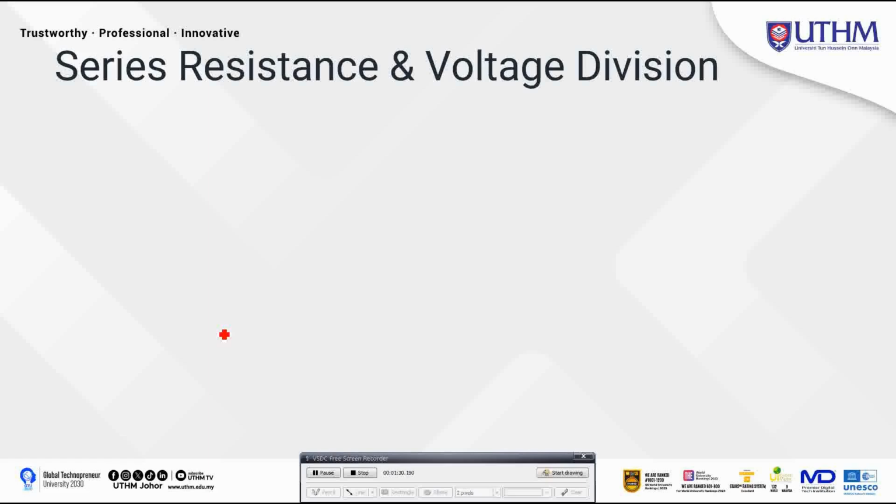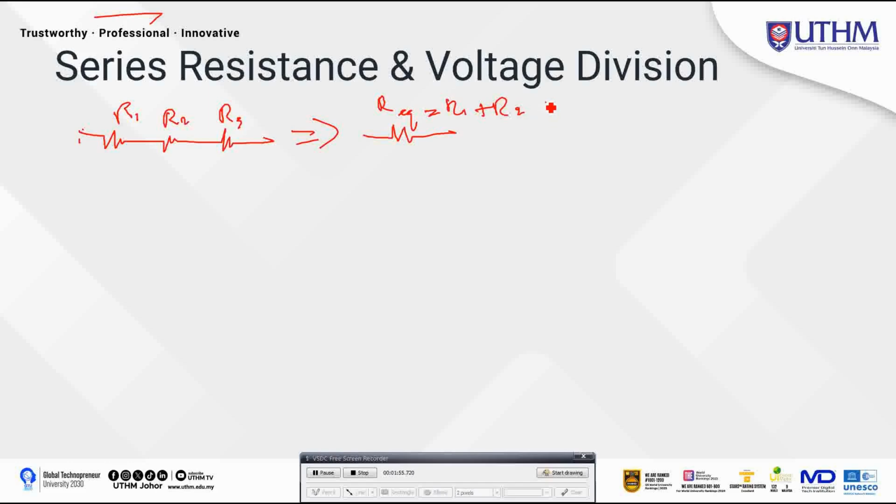Let's say for example we have the resistors connected in series, like this. This one is R1, R2 and R3. So the total resistor will be R equivalent, which is R1 plus R2 plus R3. This is the definition of the series resistor. For the series resistor, all the current passing through will be equal for each of these resistors.